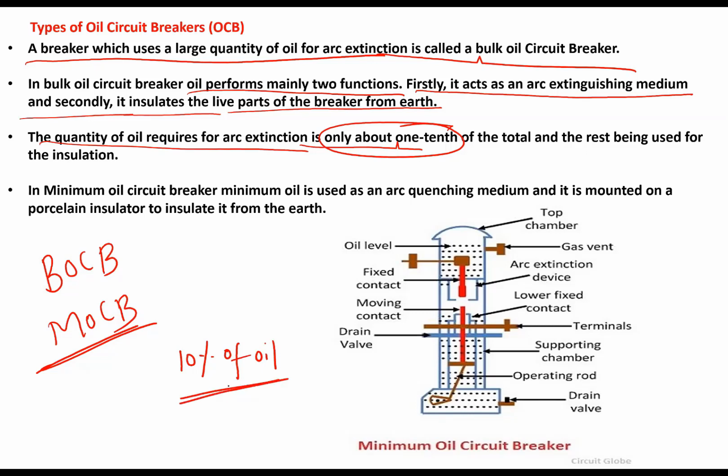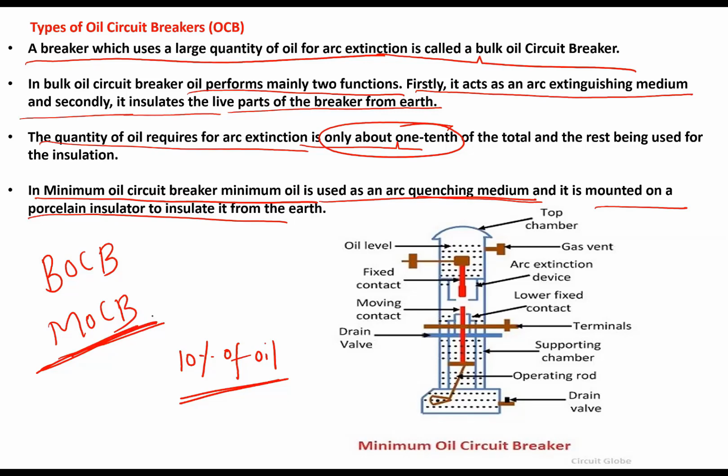But since we are using oil not only for arc extinction, it is also used to provide insulation between the live parts and the breaker body. So it requires more quantity of oil. Whereas in minimum oil circuit breaker, oil is only used as an arc quenching medium. So for insulation, we use porcelain. For arc quenching, we use the oil. So less amount of oil is used. That's why it is called minimum oil circuit breaker. Understand?